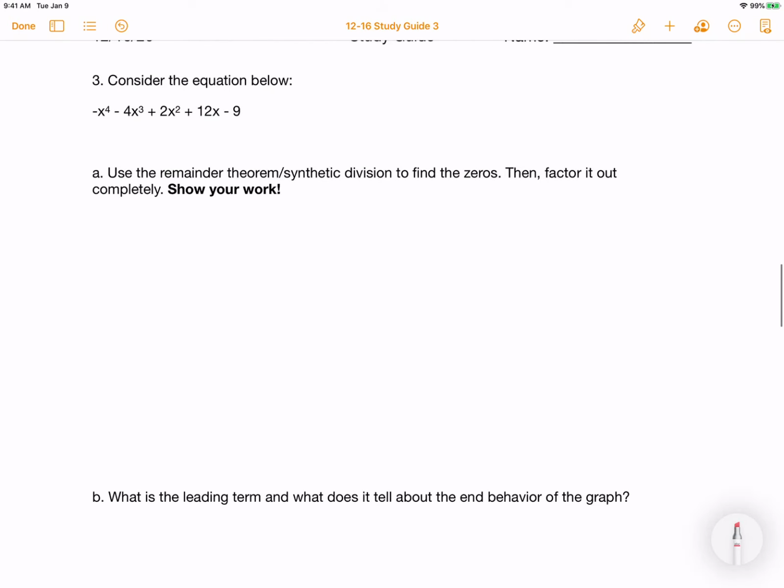All right, number 3. Use the remainder theorem and synthetic division to find the zeros, then factor it out completely, show all your work. All right, so for this one, what you're going to do for me is plug in the zeros for this, so f of whatever, and look for the 0. Now, I believe that one of the zeros that happened here, let me see. I tend to give you ones or negative ones, but after a lot of trial and error here, let's see.